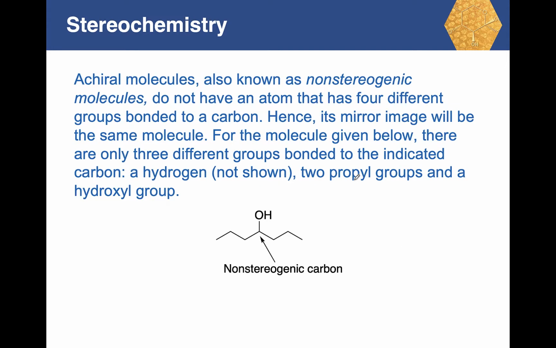So let's look at this. Here's another example. This one here is, this carbon has now 3 different groups, not 4, because we have here the propyl, CH2, CH2, CH3, and the same propyl over here. So these 2 groups here are in fact the same. And of course there is a hydrogen bonded here. So it has only 3 different groups that are bonded to this carbon.